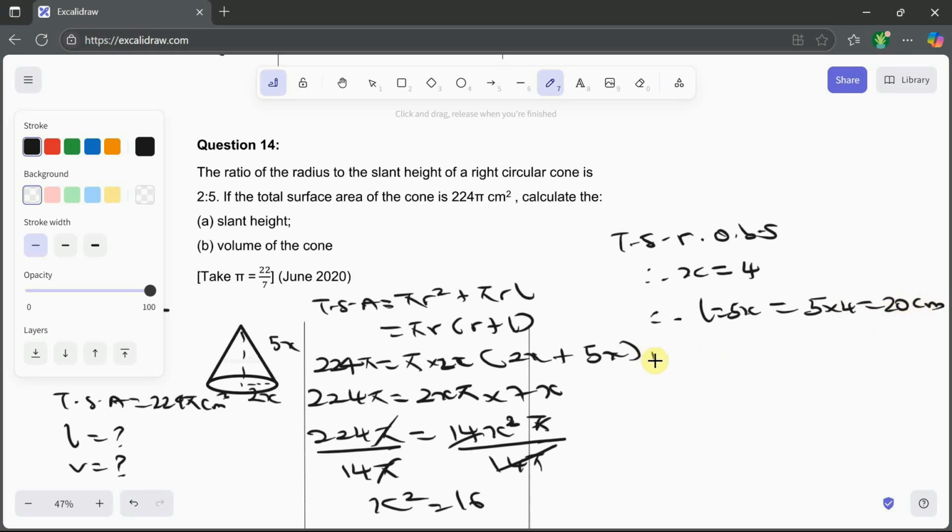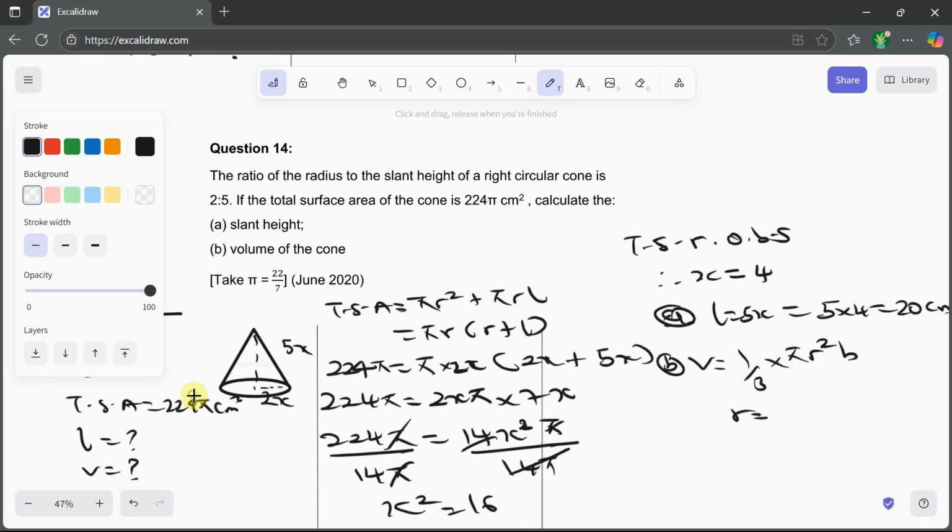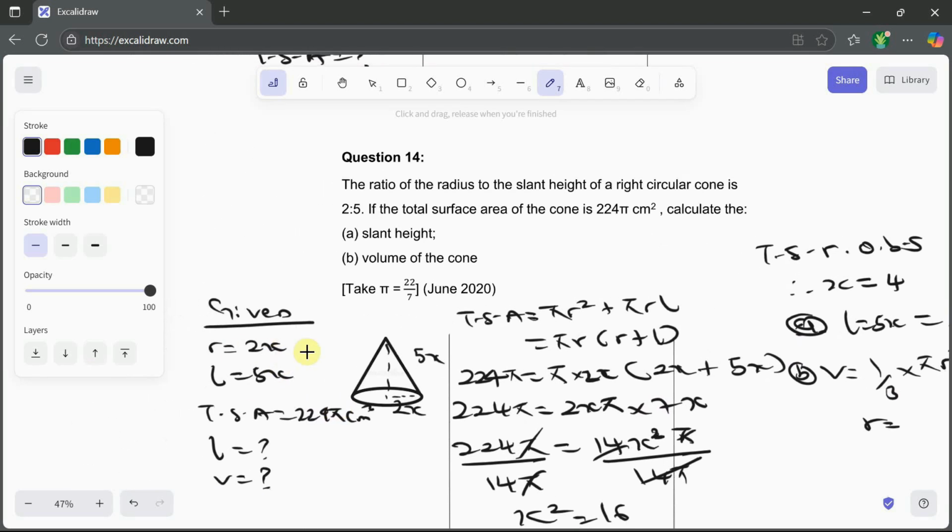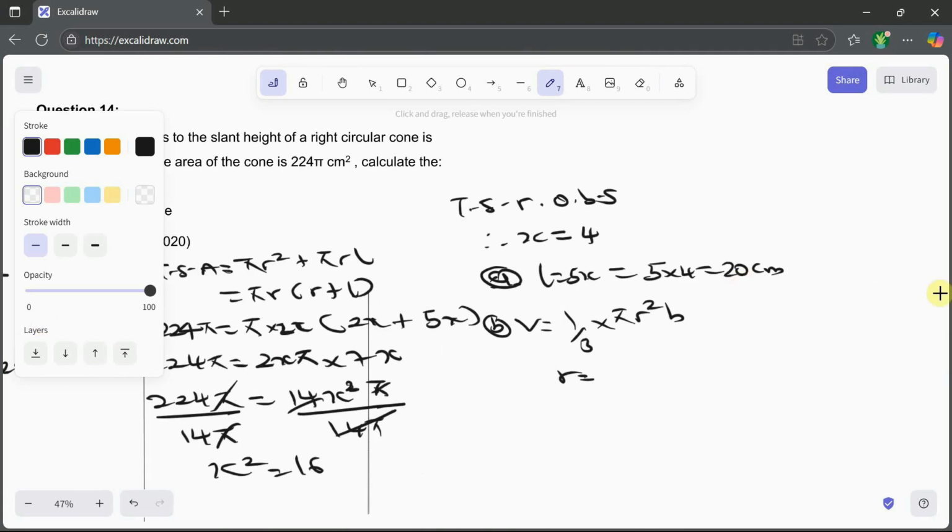And then for the B part, so this is the A, the volume of a cone is what? Remember, 1/3 of pi r squared h, right? So we need to find r. What do we say r is? R is 2x, right? So let's substitute. R is 2x, which will be 2 times 4, which is 8 centimeter.